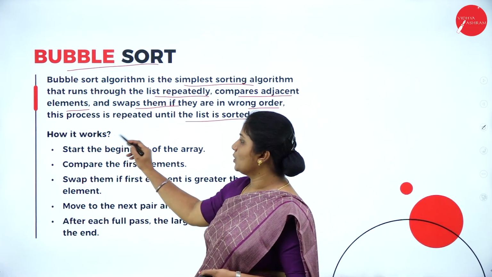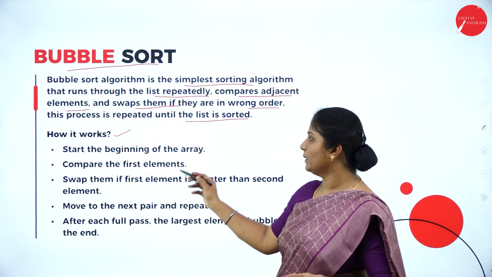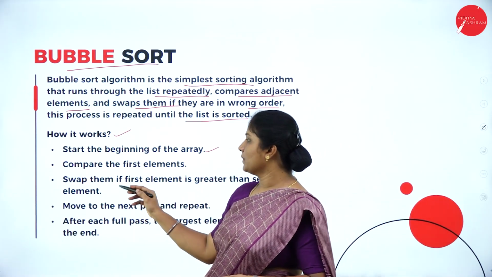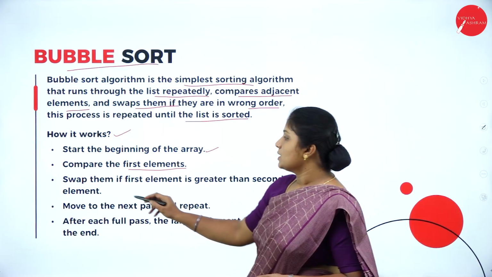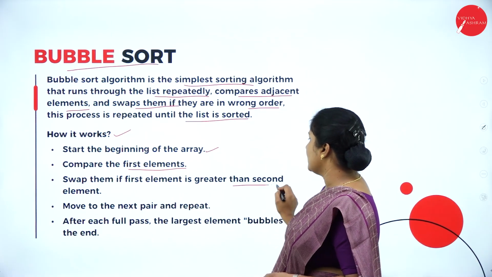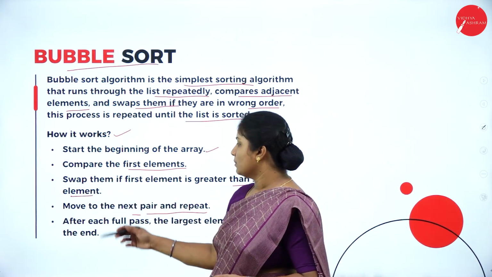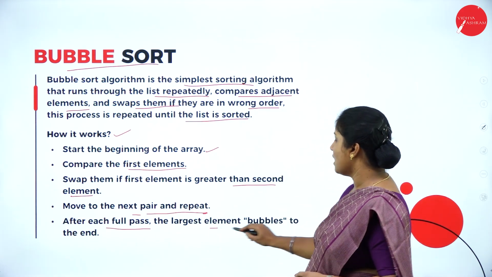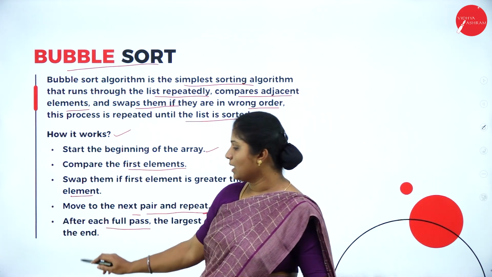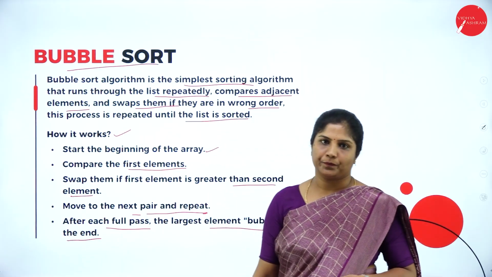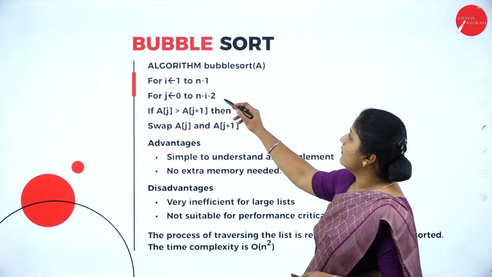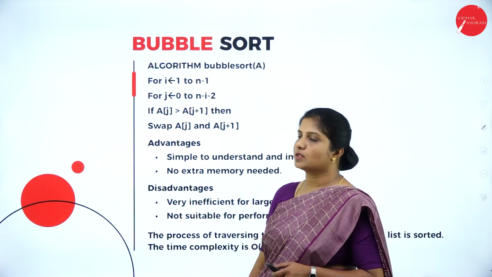So how is it going to work? Start from the beginning of the array. Next, compare the first two elements. Swap them if the first element is greater than the second element. Move to the next pair and repeat. After each full pass, the largest element bubbles to the end of the array. This is how bubble sort works. Let us have a look at the algorithm and how it is going to work.